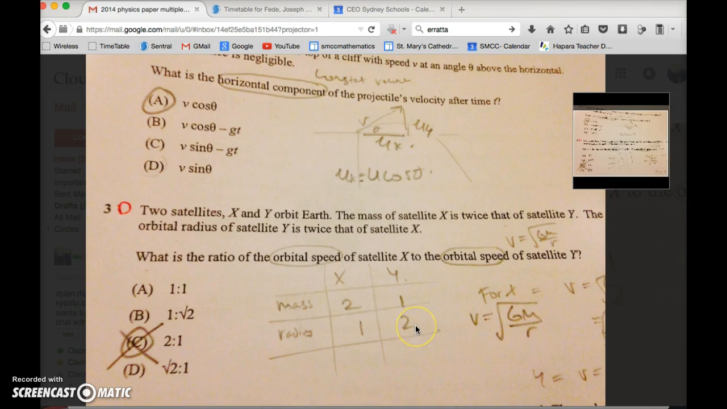Now, it says that the orbital radius of satellite Y is twice that of satellite X, which is 2. That's right. So that's like a half, right? So when you think about it, you've got like root a half compared to root 1, okay? Now if you think of root a half, if you times what's under the square root by 2, then you get 1. That's for satellite Y. If you do the same to this one, you'll get root 2. So the answer is D, root 2 to root 1, okay? I hope that makes sense.